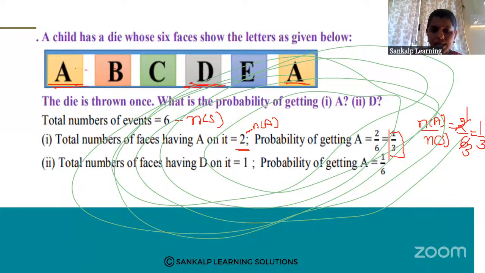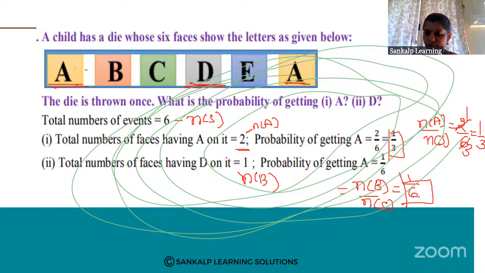Only one face. So this is favorable outcome n of D, that is 1. Probability of getting D, that is n of D divided by n of S. So n of D is 1 divided by 6. So this is the probability of having D on it.